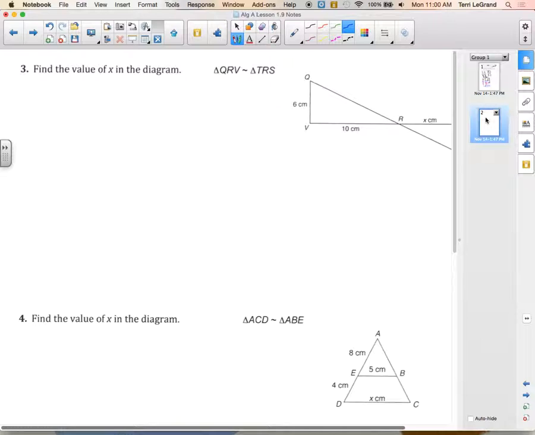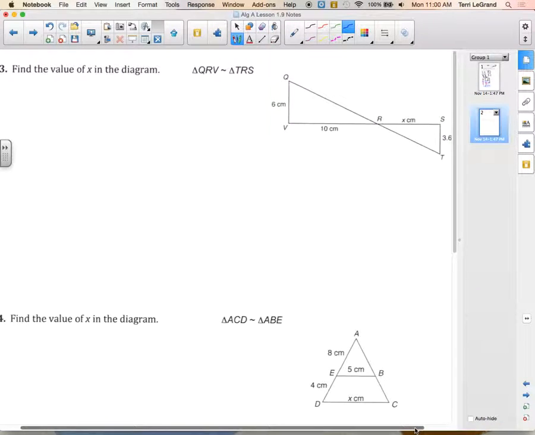Okay, find the value of x in the diagram. Let's do it this way this time. Let's look at the first one and say, we know side VR, so we're going to do VR. And what side does VR correspond with? RS. Yeah, but I'm going to do it in the order it was, SR. And we know that the length of VR is 10, and the length of SR is X.